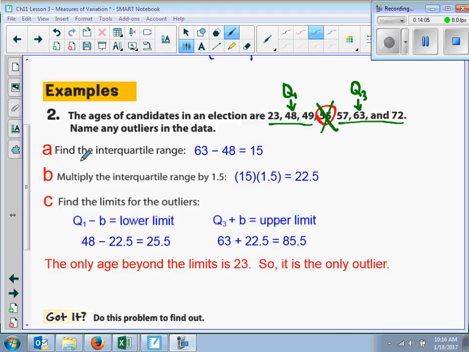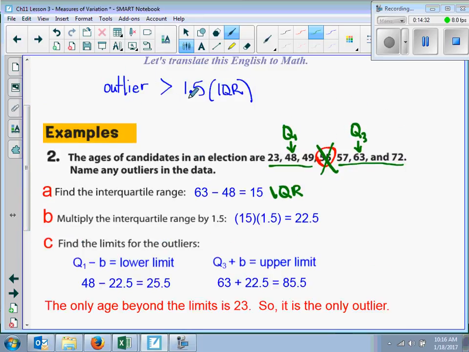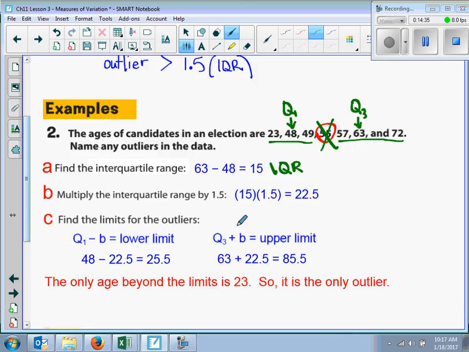Let's see. So now to find the interquartile range, we're going to subtract quartile 3 minus quartile 1, which is 63 minus 48, which gives us 15. That is my IQR. Right? So now we want to multiply the interquartile range times 1.5, which is what the formula was that we came up with up here, right? So 15 times 1.5 is 22.5.